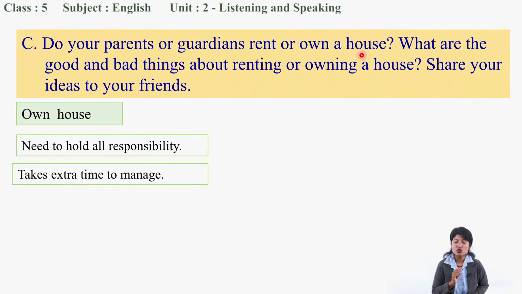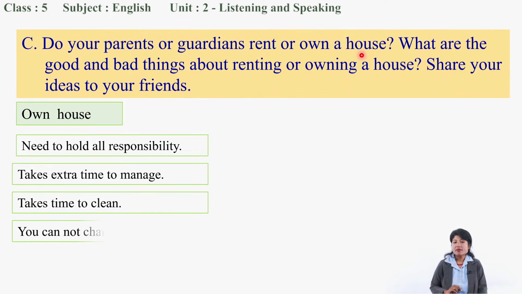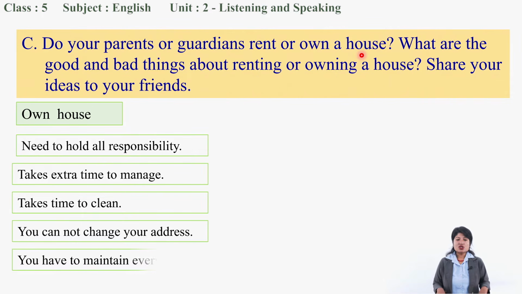Another point could be that it takes time to clean. Maintenance and cleaning take time as well. Next, maybe you cannot change your address every time, right? If you want to change for your convenience, then you cannot change that. Another is you have to maintain everything yourself. Maintenance. Okay, so these could be the negative points of owning a house.